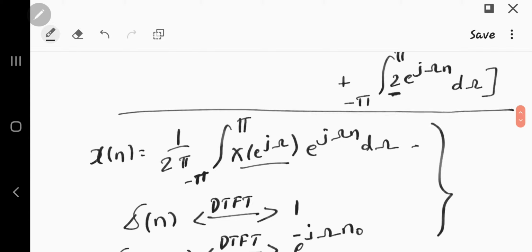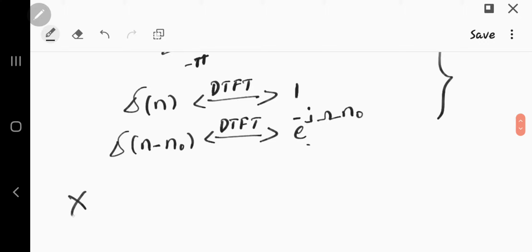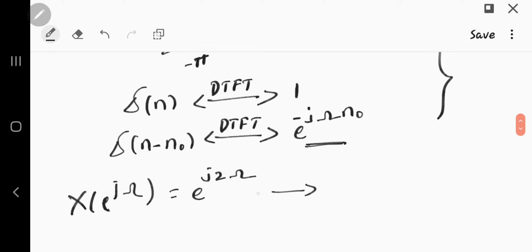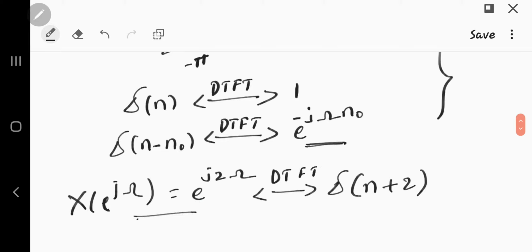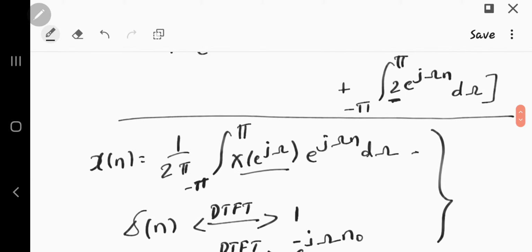Now, after this, x of e power j omega in the first part is e power j 2 omega. Now if you see this one, we have a similar term, but here in place of n naught we have minus 2. So to get that, if you go in reverse, we have to perform the DTFT of delta n plus 2. If DTFT is performed on delta n plus 2, then you will get e power j2 omega, which is our x of e power j omega in the first case.